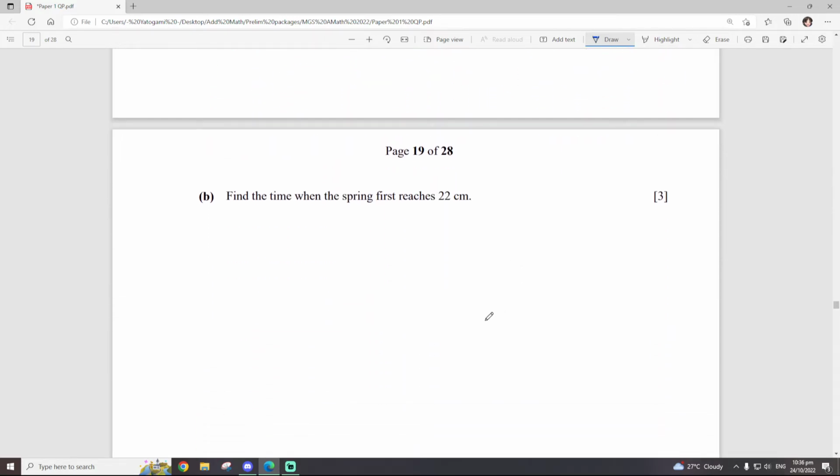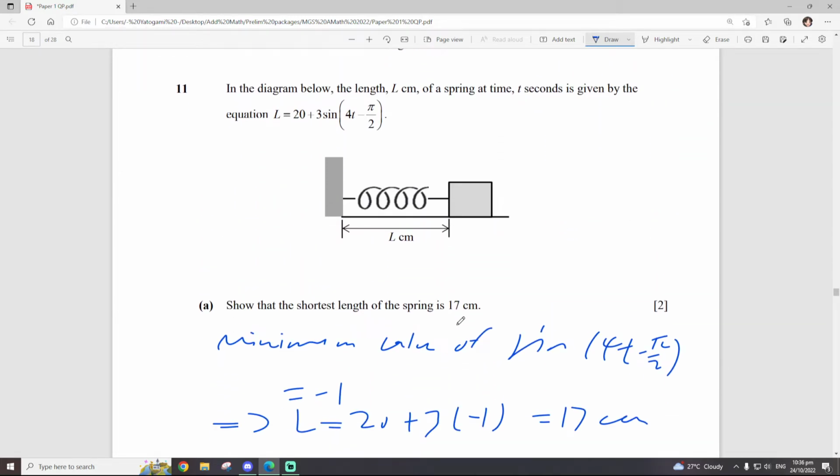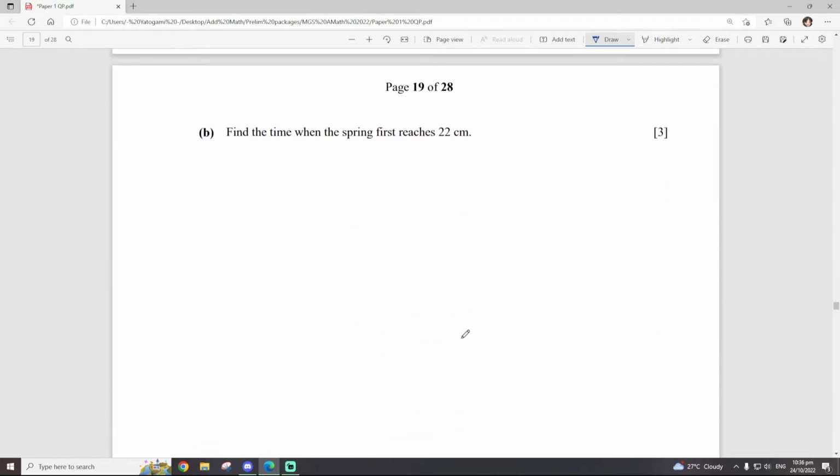Find the time when the spring first reaches 22. So basically, we're going to solve the equation 20 plus 3 sine of 4t minus pi over 2 equals 22.